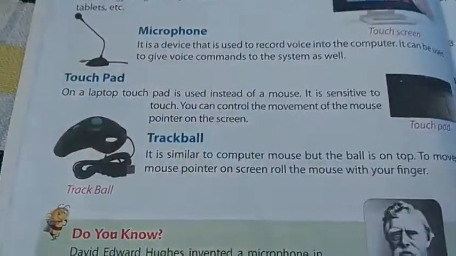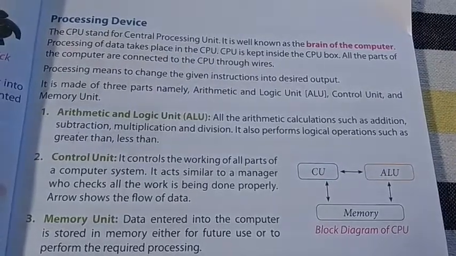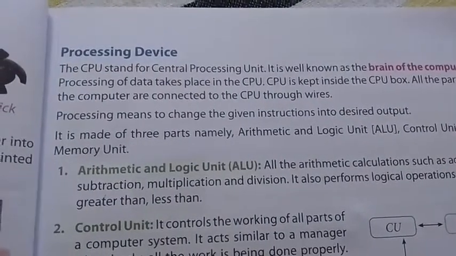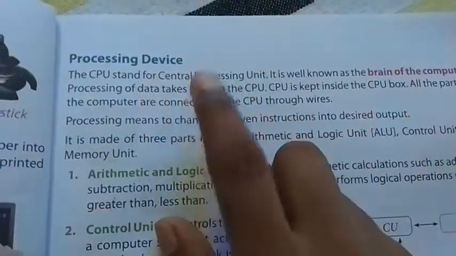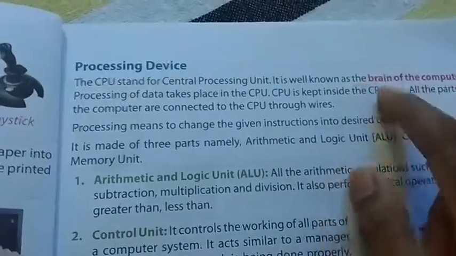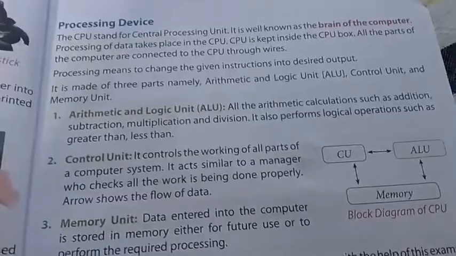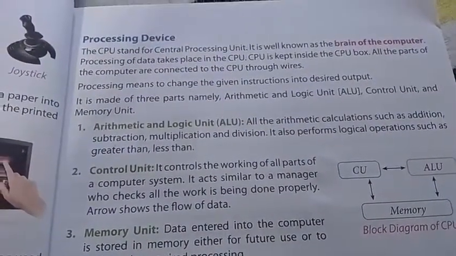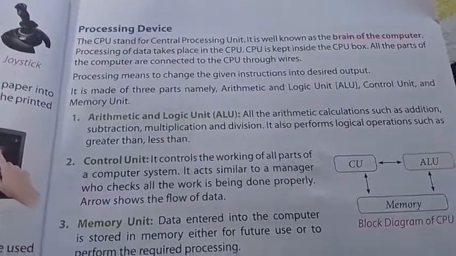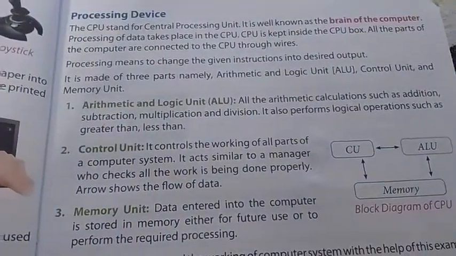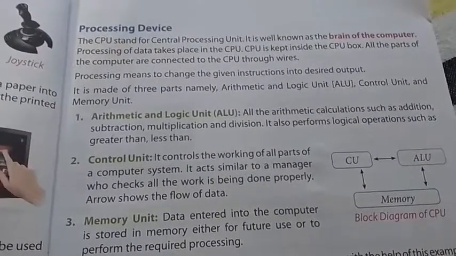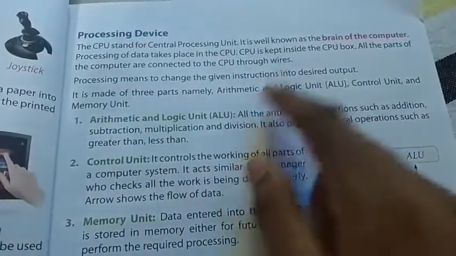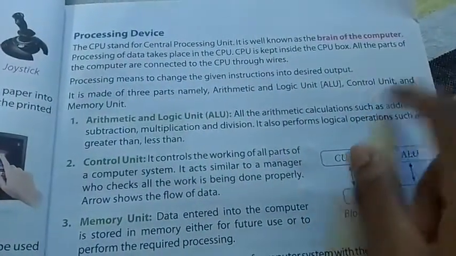Okay student, after input we have to discuss processing device, means solving the problem. It is placed in the CPU, and you know that CPU is the brain of computer. All the parts of CPU are connected through wires. Processing means to change the given instructions into desired output, means solve the questions. It is made of three parts, namely arithmetic and logic unit, control unit and memory unit.